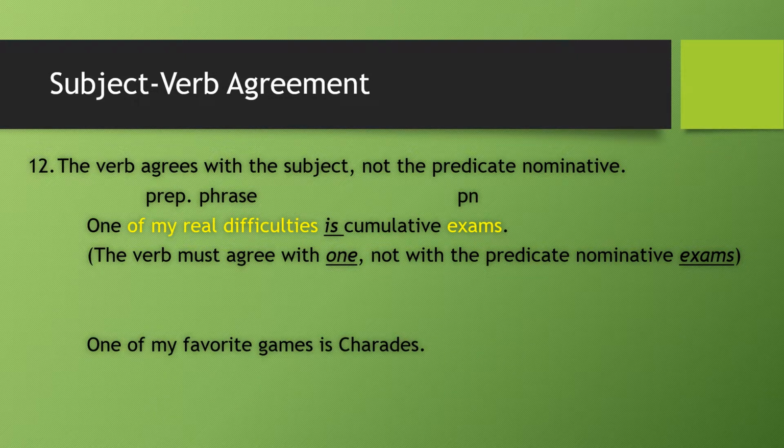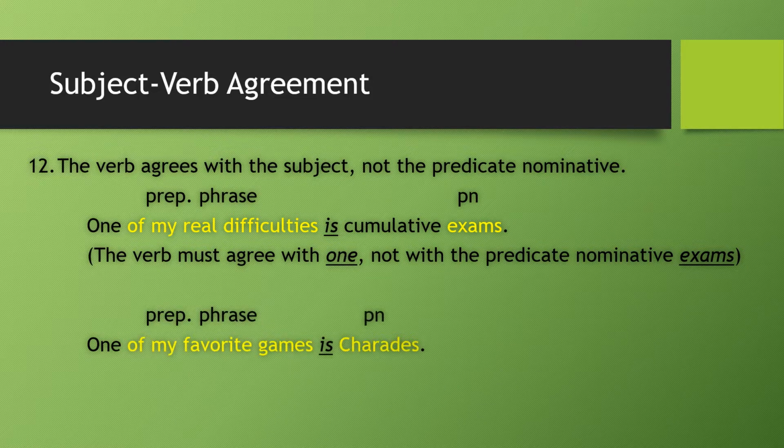One of my favorite games is charades. So again, we have the subject one and the verb is, but it's followed by a plural, charades. That's the predicate nominative. The verb does not agree in number with the predicate nominative. It agrees in number with the subject.